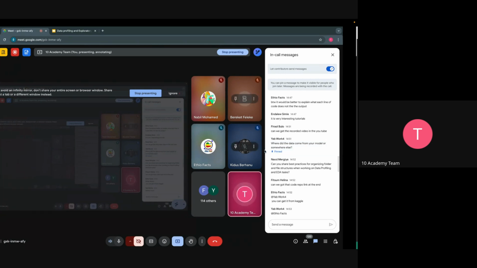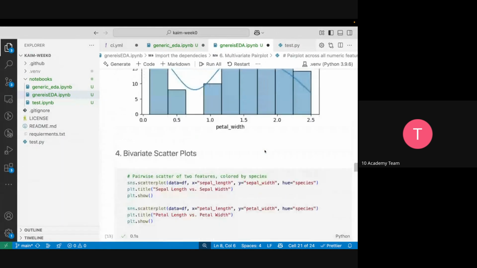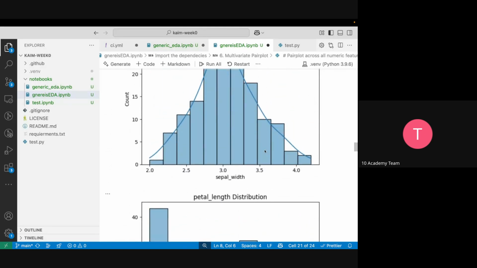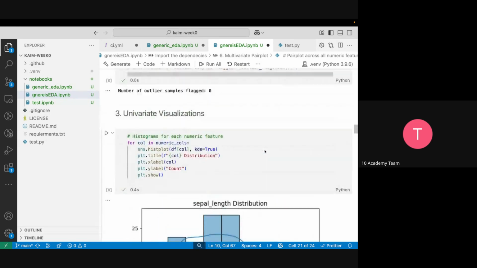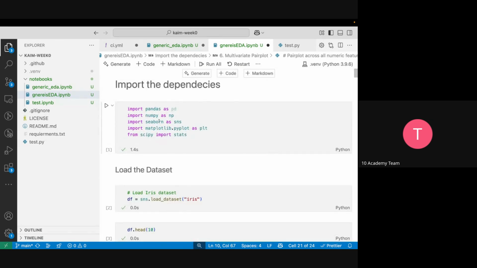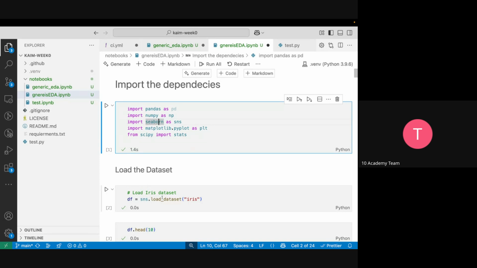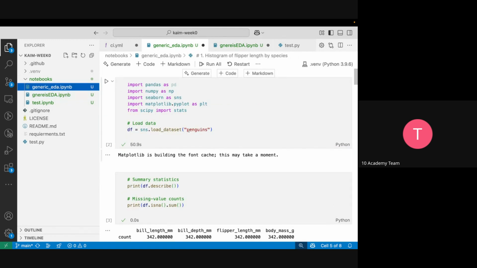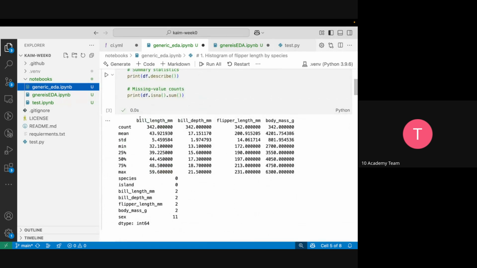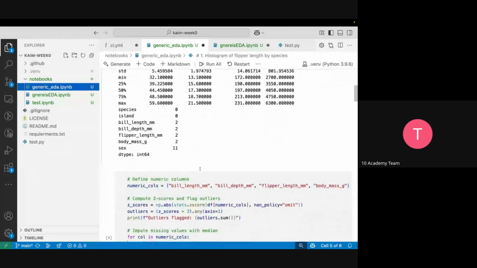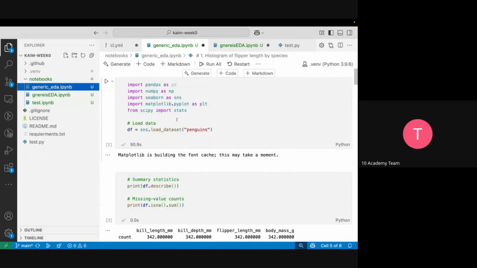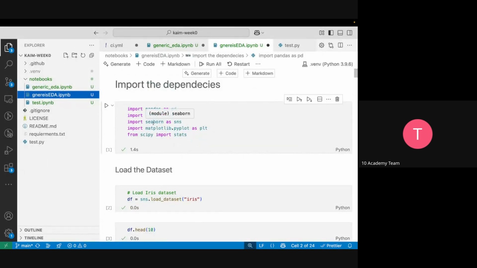You can find this data set from Kaggle or anywhere else. Plus, you can find it already loaded on Seaborn. So sns.load_dataset, and if you specify the name of the dataset, it's going to load it for you guys. Actually, I have another one here, which is penguins. It's pretty much the same. It's just bill lengths, depths, flipper lengths, body mass, and so on. I just loaded this data set from Seaborn.